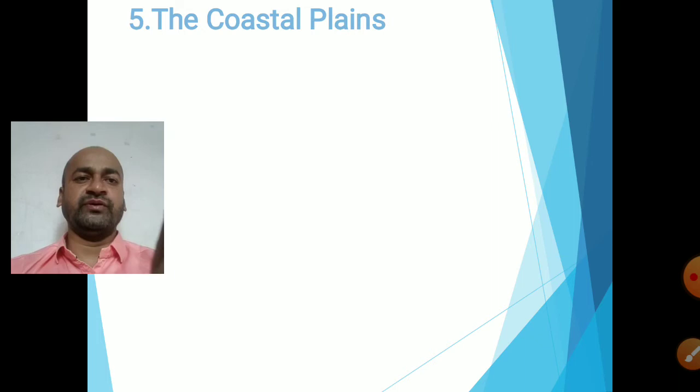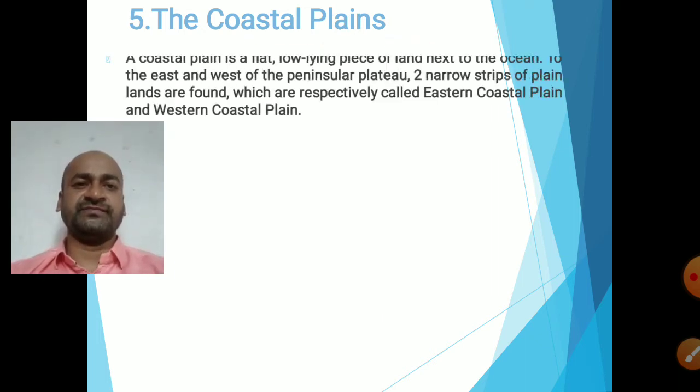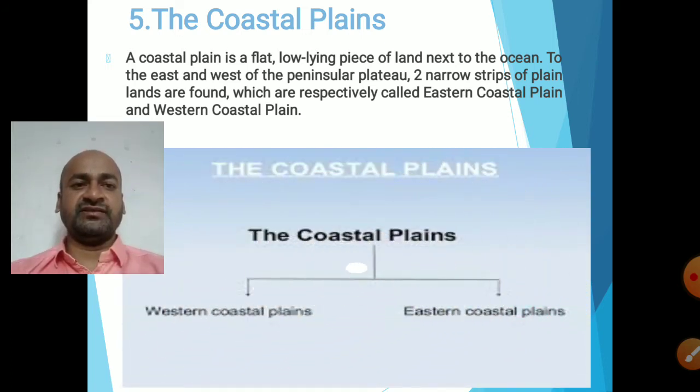Now the fifth one, the coastal plain regions. The coastal plain is a flat, low-lying piece of land next to the ocean. To the east and the west of the Peninsular Plateau, two narrow strips of plain land are found, which are respectively called the Eastern Coastal Plain and the Western Coastal Plain. Students, there are two types of coastal plain: the Western Coastal Plain and the Eastern Coastal Plain.